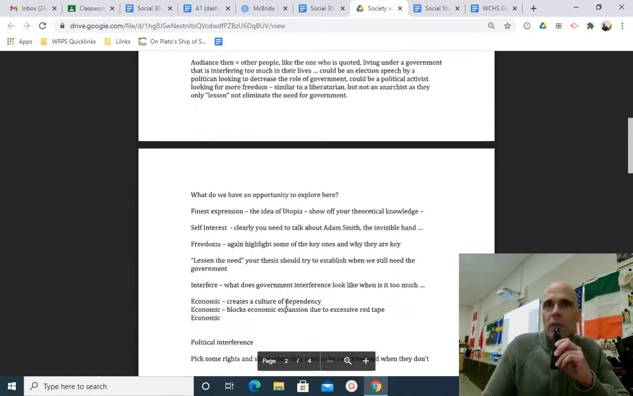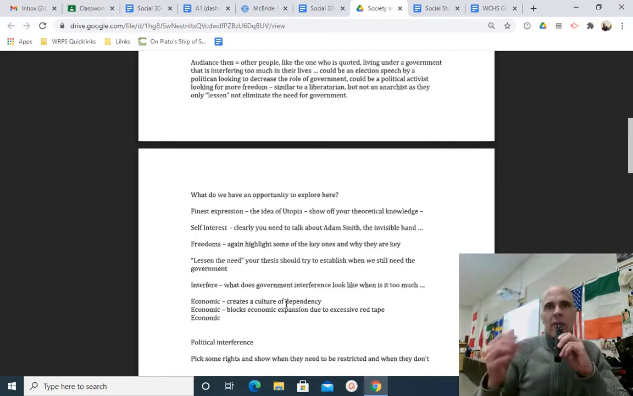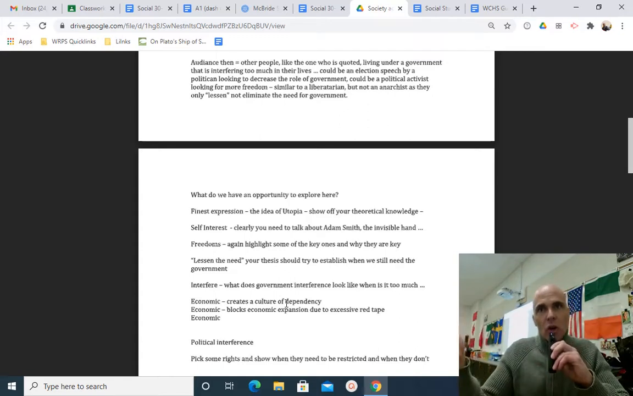What do we have an opportunity to explore here? Well, this essay is giving us an opportunity to show the marker that we understand the finest expression leads to concepts like utopia, show off our theoretical knowledge of that. That the inclusion of self-interest gives us an opportunity to clarify our need to talk about Adam Smith and the invisible hand. The inclusion of freedoms gives us a chance to talk about human rights and again highlight some of those. Lessen the need. Your thesis should try to establish when we still need the government, or if we still need the government.